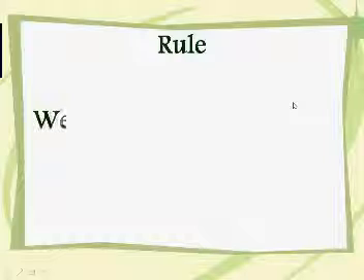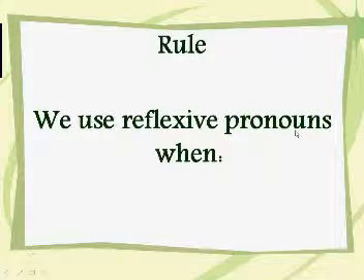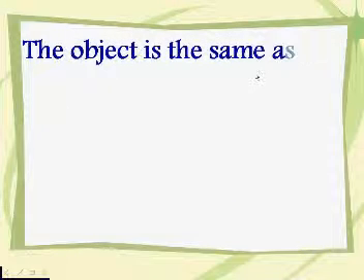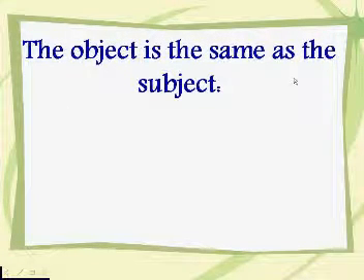So the rule is we use reflexive pronouns, which, I think you know now, are myself, yourself, themselves, words ending with self or selves, when the object is the same as the subject. The doer of the action, which is the subject, is the same as the object. You do something to yourself.